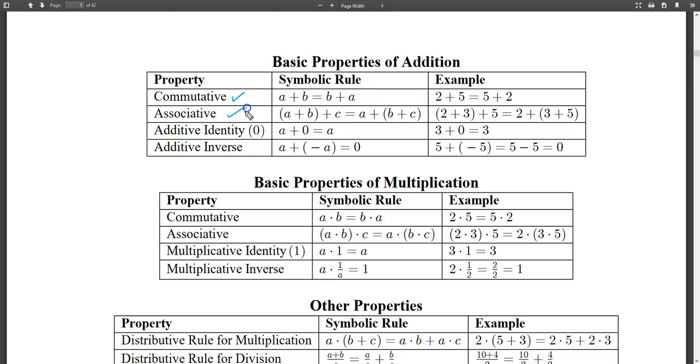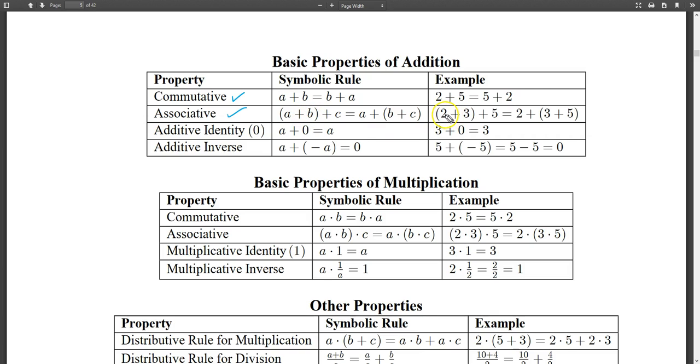You have an associative property for addition, so that states that A plus B added together first, plus C, is the same as adding B and C together first and then adding A. That's what the parentheses mean. You add what's inside the parentheses first.